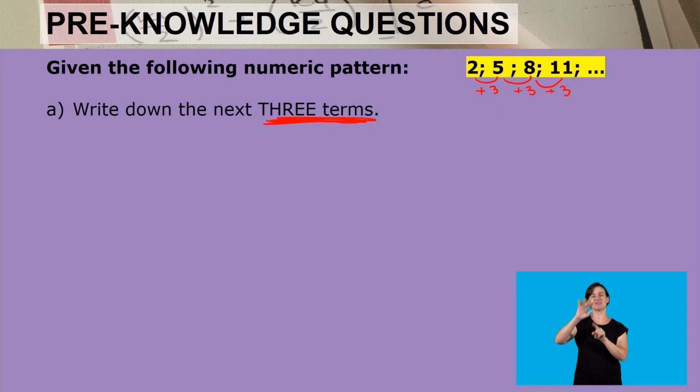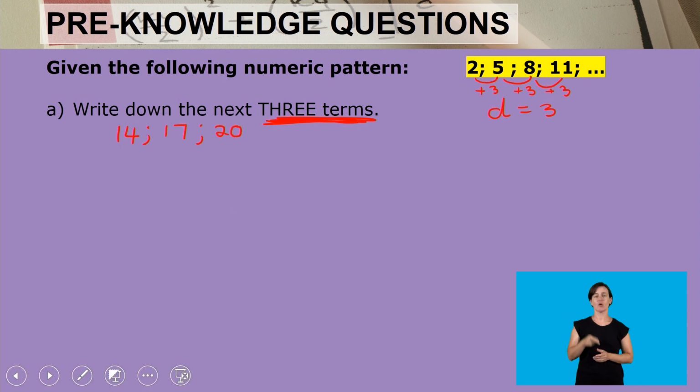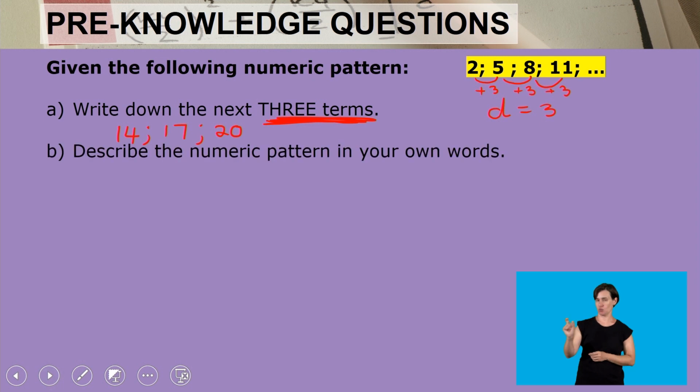So this means that we have a constant difference of 3. So what would the next 3 terms be? Well, when we add 3 to 11, we will get a 14. And when we add 3 to 14, we will get a 17. And when we add 3 to 17, that will give us a 20. And those are the next 3 terms.